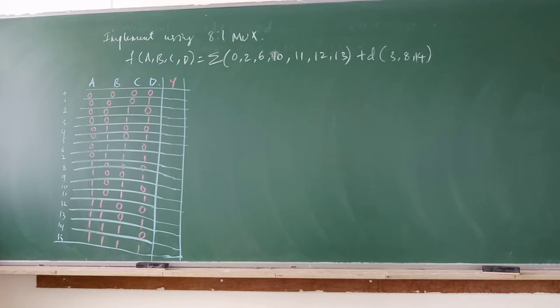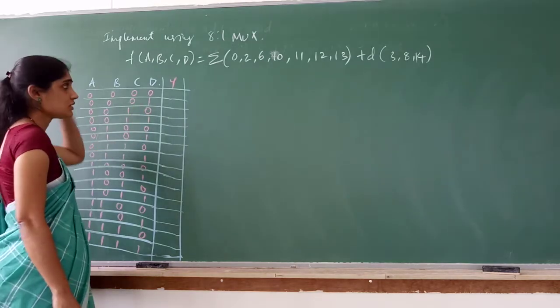So what has to be done if a function is having a don't care term, and how to implement this function using a multiplexer? So the given function is of 4 variables A, B, C, D, summation 0, 2, 6, 10, 11, 12, 13 plus don't care 3, 8, 14. So now let us write the truth table first and let's see how this can be implemented.